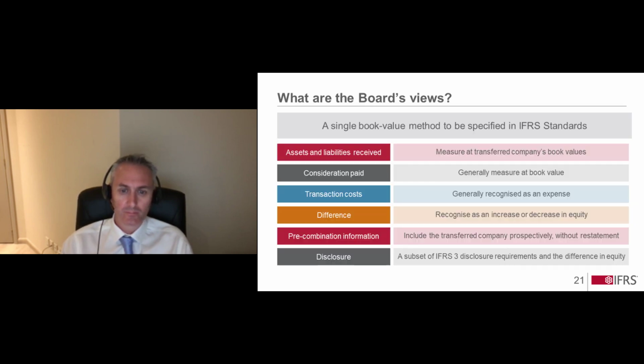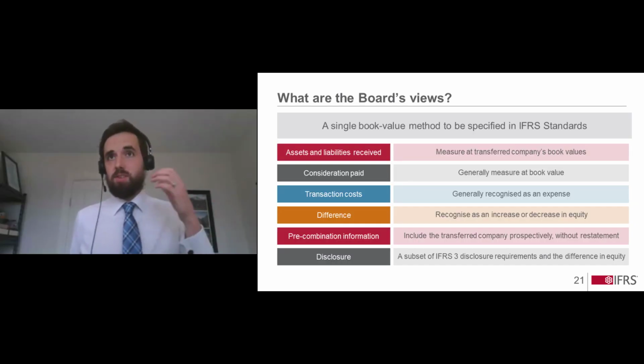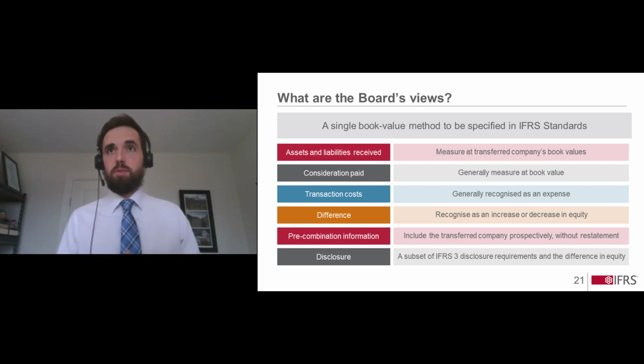Thank you. As I mentioned in the introduction, there is not a single book value method described in IFRS standards today, and so there is significant diversity in how book value methods are applied in practice.